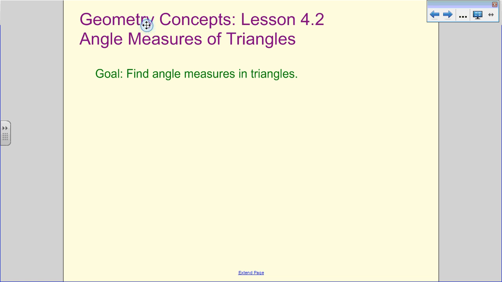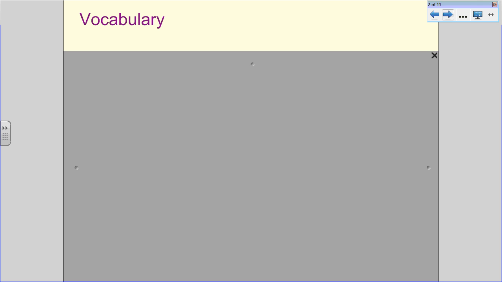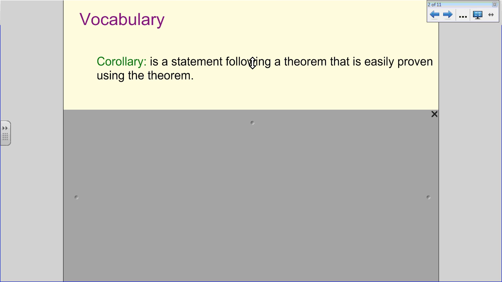All right, ladies and gentlemen, let's get started with lesson 4.2, our second lesson here in chapter 4 on triangles. Like we said, today we're going to be taking a look at finding angle measures. We're going to talk about the angle measures of a triangle and what we know. So in our vocabulary, the first thing they're going to introduce you to is a corollary.